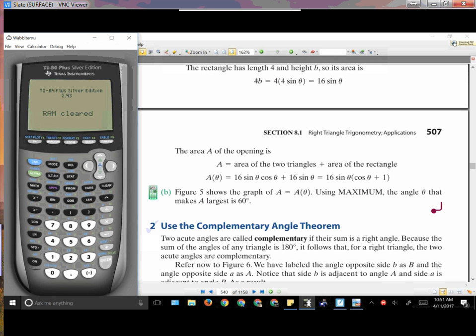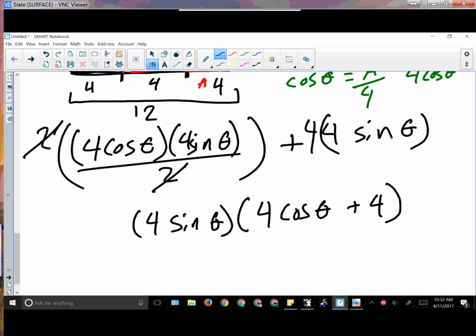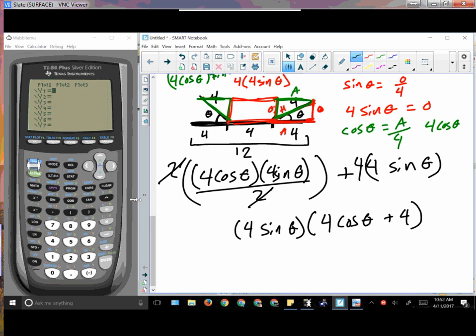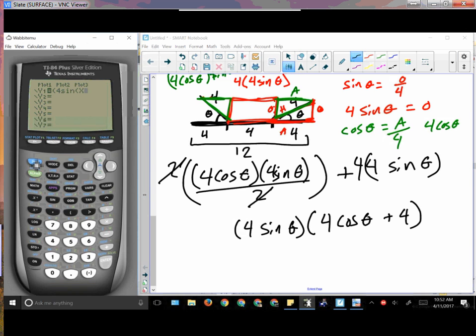Okay. Now we're working in terms of degrees, so we got to make sure that we switch our mode over into degrees. Otherwise, we're going to be having some rather interesting answers. So here, put that back up again. And I put in parentheses, 4 sine theta, close it, multiplied by 4 cosine theta, close it, plus 4, close it, window.